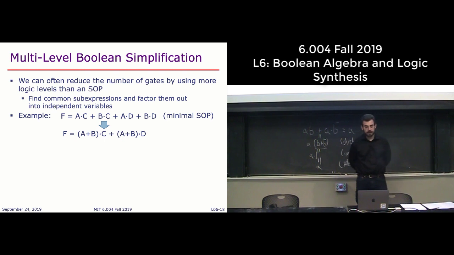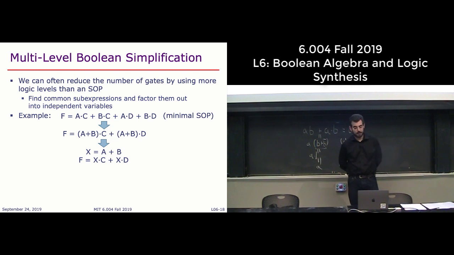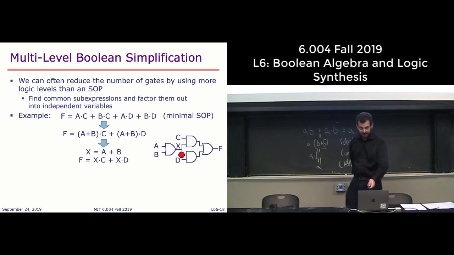But you can start reassociating terms and turn these into A or B and C, or A or B and D. And then you can do what we call common sub-expression elimination, right? So figure out that A or B is computed twice here, and so we can just reassociate terms and compute X before, and then have F being computed as X and C, or X and D. And if you do that, you end up with this circuit, right? Where you first have an OR gate to compute X, and then 2 AND gates to compute these 2 product terms, and then an OR gate.